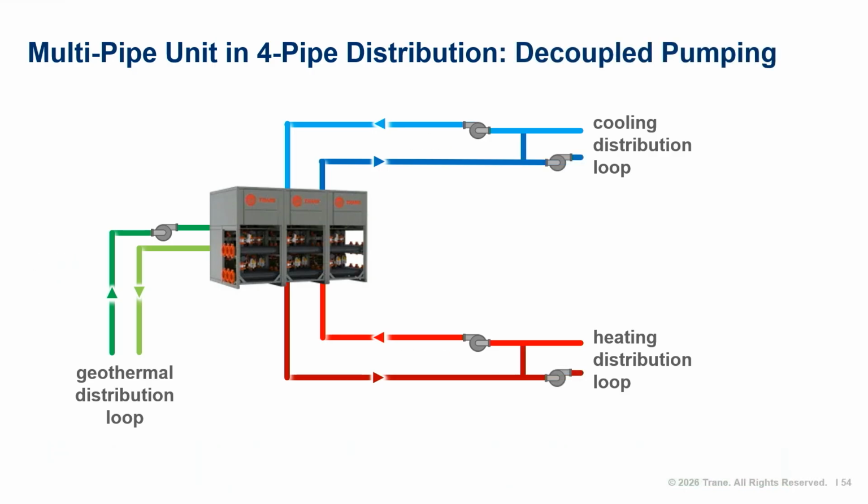The pumping systems can be decoupled as shown here, or could be variable primary flow. Keep in mind that with modular units that contain automatic isolation valves, the flow through the unit will be variable, so in decoupled pumping systems, all sets of pumps will be variable speed. Modular units can also be combined with package units to optimize the cost and performance of the system. More to come on that later. Now that we understand multi-pipe modular units, let's move on to packaged units in 4-pipe distribution systems.